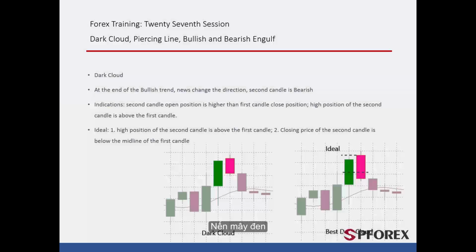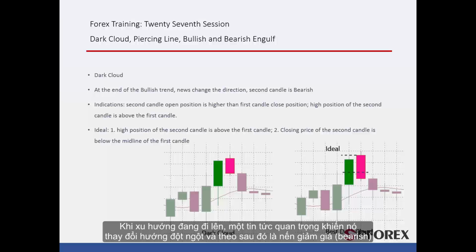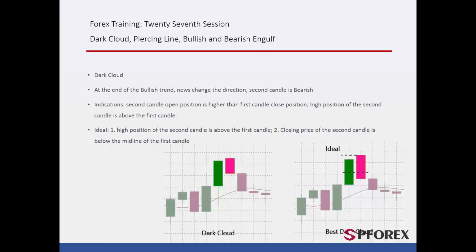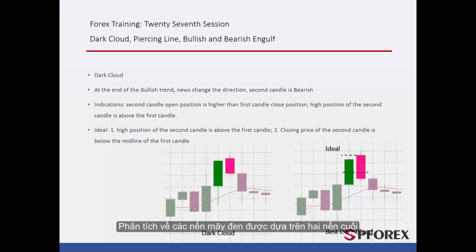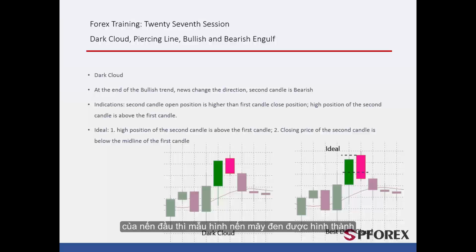Dark cloud candle. Dark cloud candle, one of the most important patterns, usually appears at the reversal point of an uptrend. While the trend is on its way up, a significant news event causes an abrupt change in direction toward the downside, followed by a bearish candle. The analysis of dark cloud candles is based on the last two candles. If the open and close prices of the second candle are over the close and high prices of the first candle, respectively, then a dark cloud pattern is formed.